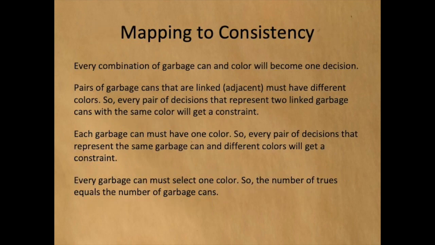Mapping garbage can coloring to consistency. First, every combination of a garbage can and a color will become a distinct decision. Pairs of decisions that represent adjacent garbage cans must have different colors. Every pair of linked garbage cans with the same color will get a constraint. Pairs of decisions that represent the same garbage can must have the same color. So every pair of decisions with the same garbage can and a different color will get a constraint. The algorithm will choose one decision or color for each garbage can, and the number of trues will equal the number of garbage cans.